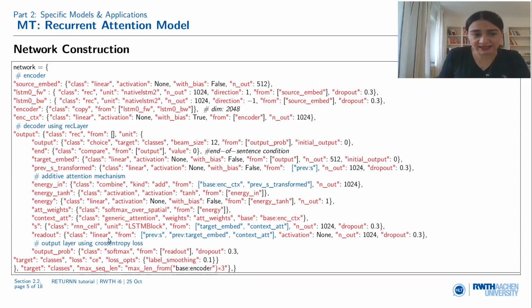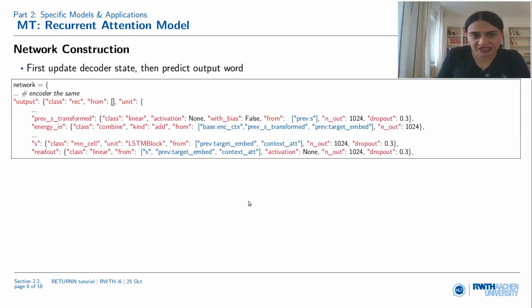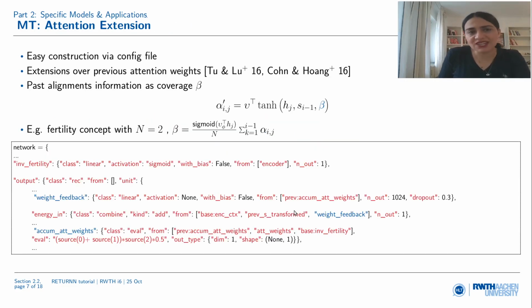And as you can see here, this is the first version where we first use the previous decoder states to compute the readout layer as an input to the softmax to predict the output word, and then given the output word, we update our decoder state. But how about the second version? You can simply have the second version in RETURNN. As you can see here, you need to change only a few layers. Here we first update the decoder state using the previous target word, and then given s, we predict the output word. How about attention extensions? For example, if we want to have some past alignments as coverage information.